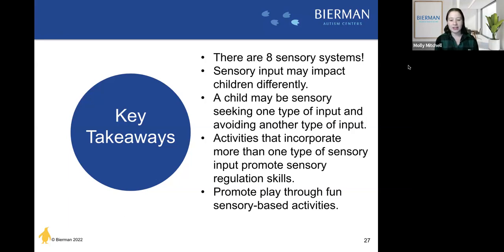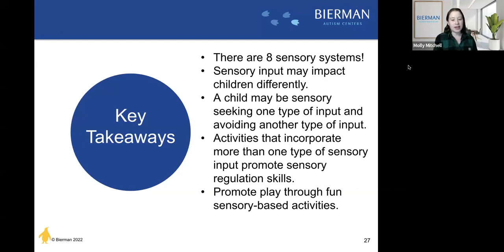The third takeaway is that a child may be sensory seeking in one type of input and avoiding in another type of input. It'd be really nice if we could all say, I'm sensory seeking or I'm sensory avoiding, but the reality is that a child could have responses in all 4 quadrants of that visual that we showed earlier. And so it's very possible that a child might avoid sound input, they might seek out vestibular input, they might have low registration for touch input, and they might be sensitive to smell. So every child's different, like I said, and you can have one in each of the different types of responses.